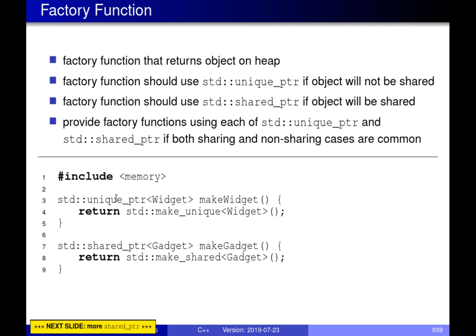But maybe you might have a situation where you know that you're going to be using these gadgets that you're constructing in a way that they need to be shared amongst multiple owners. Then in this case, probably you'd want to construct things as a shared pointer instead. Any questions?